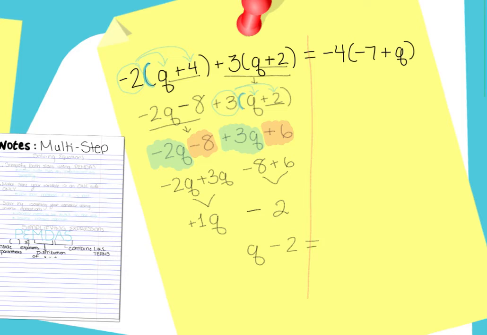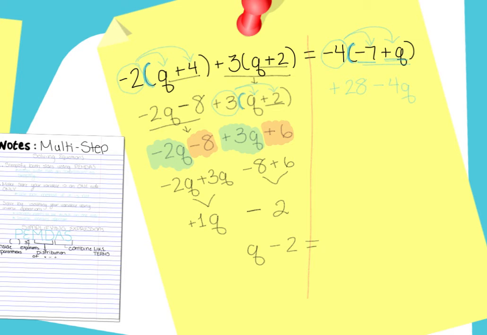Okay, so now that I simplified the left side, I'm going to actually go to the right side now. On the right side, inside the parentheses, -7 plus q, I can't do anything. No exponent, so I move on to multiplication, which is distribution. Here are my parentheses. Here's the number that I need to distribute. -4 gets distributed into -7 and +q. A negative times a negative is a positive. 4 times 7 is 28. Negative times a positive is a negative, and 4 times q is 4q.